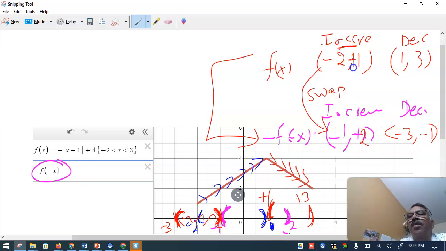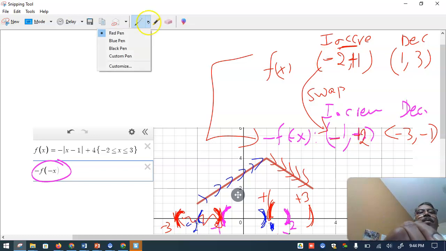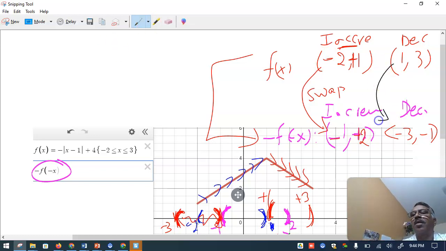The only thing, this plus 1 becomes minus 1, and minus becomes plus. That's all it is. And the same thing is for this one. So this is plus 3, now it is minus 3, and this is plus 1, and now it is minus 1. All you do is just swap the endpoints and switch the sign.